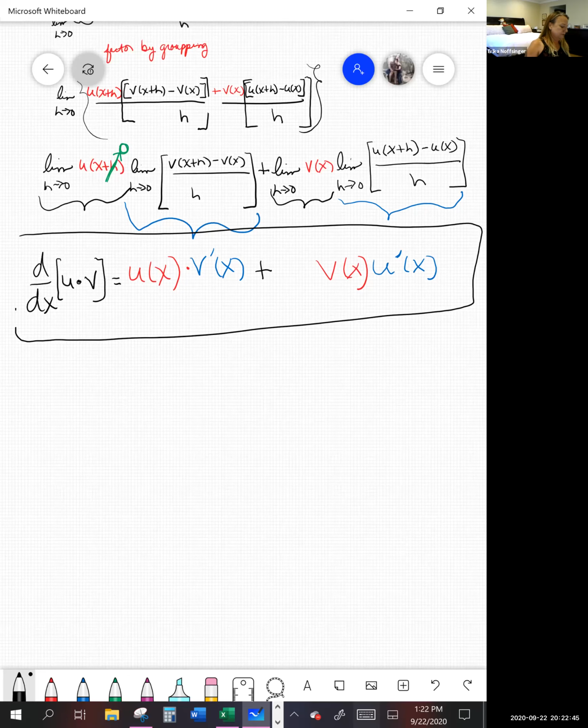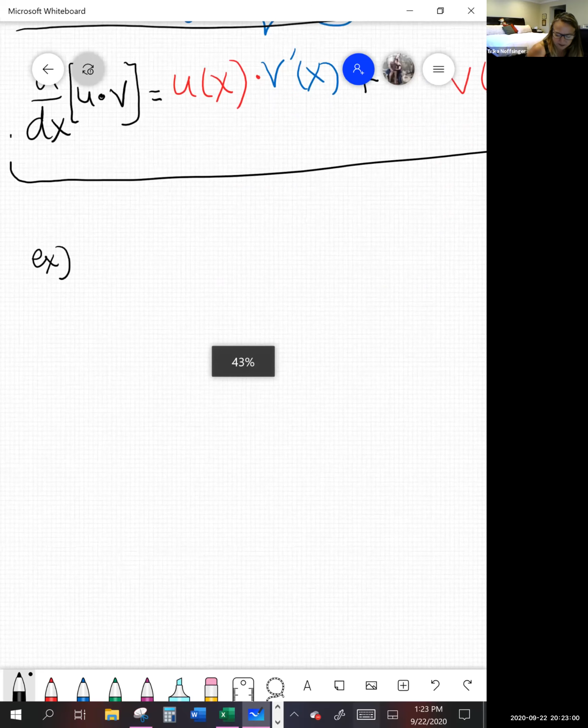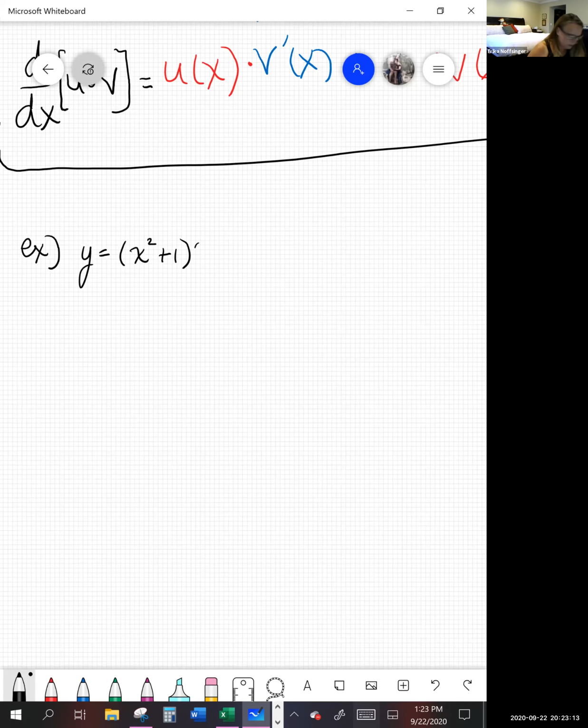Let me pull out an example. Sometimes we don't have to use the product rule because we can rewrite it so we can use other rules, but sometimes it's helpful to use it too. So if we have y is equal to, let's say, parentheses, x squared plus 1, all times x plus 5 plus 1 over x.